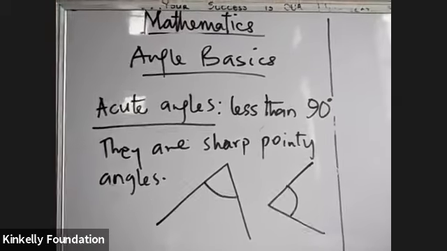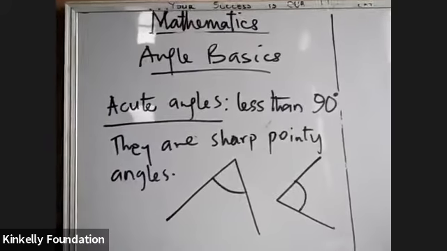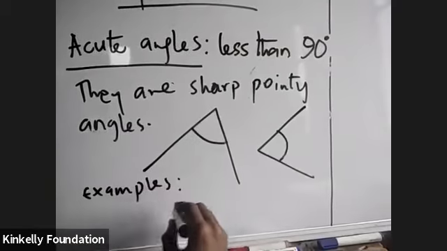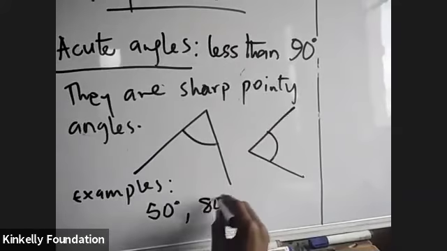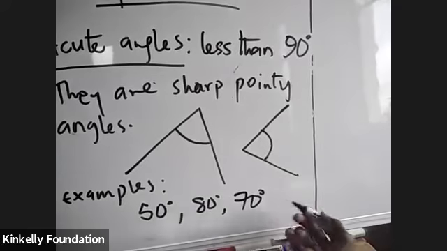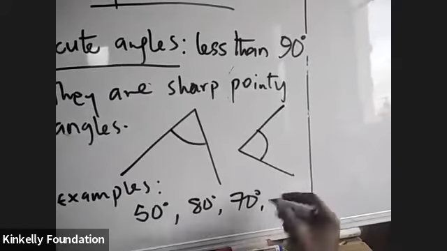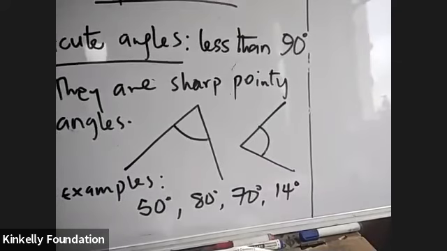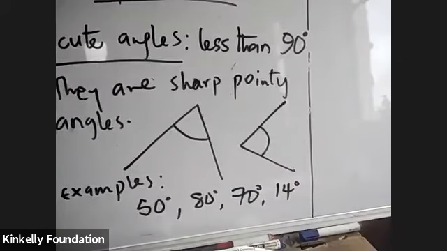Examples we have 50 degrees, 80 degrees. We also have 70 degrees. Any angle that is less than 90, even if it is 14 degrees, is also an acute angle, so far as it is below 90 degrees. Do you understand?